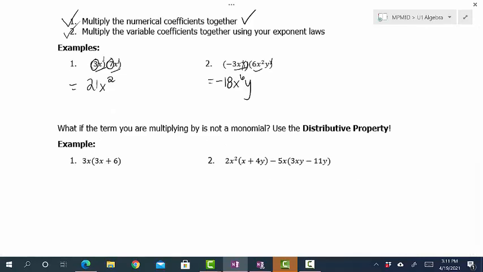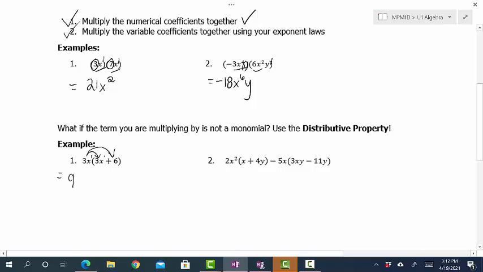Okay, let's try these examples. These examples include the distributive property. Remember, when we have a monomial out in front of the brackets, we need to distribute it by every term inside of the brackets. That's what we learned for distributive property. So let's start with the 3x times the 3x. First we multiply the two numerical coefficients together. So 3 times 3 is 9.